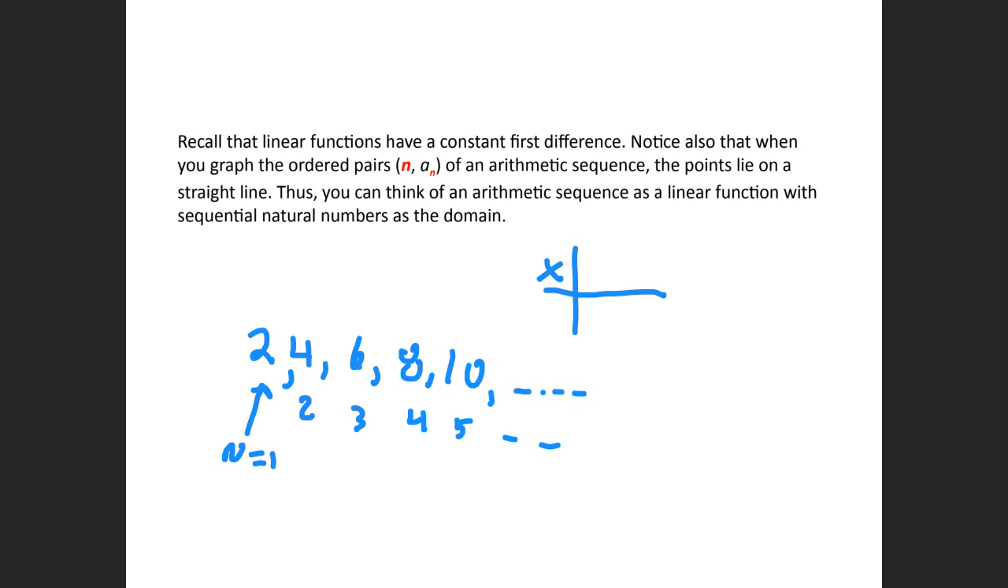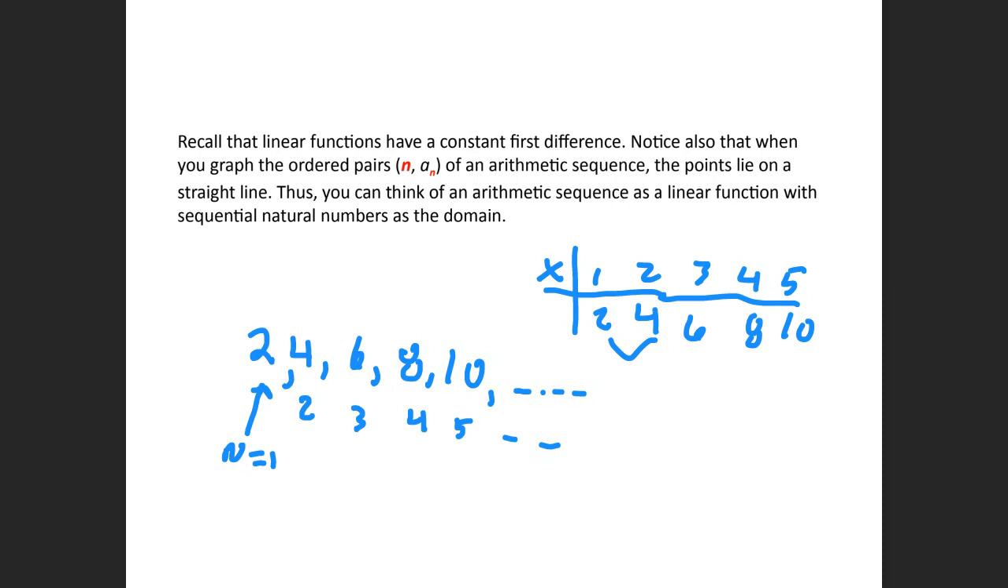So 1, 2, 3, 4, 5. Those are my terms. And then your numbers are your y values. So 2, 4, 6, 8, 10. Now, if they all differ by the same distance, okay, so the distance between each one of these is 2. This makes it an arithmetic sequence because they all have the same distance between the numbers.